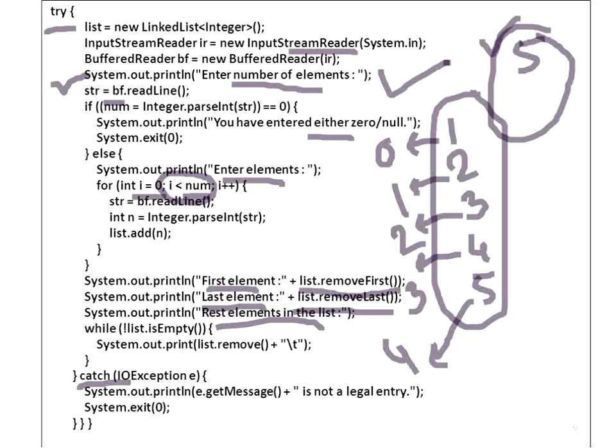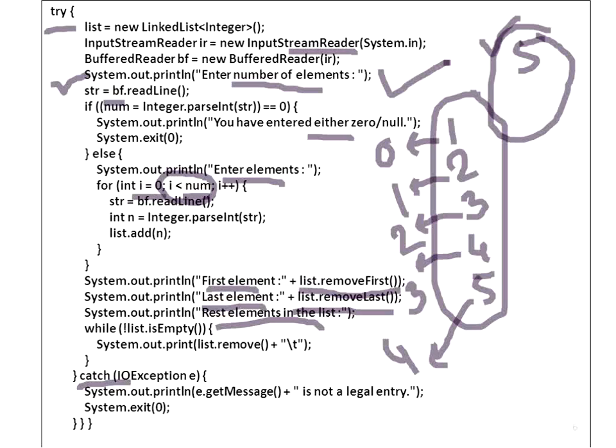Enter number of elements. Okay, good. Now, suppose user enters 4. And after that, what will be shown on your output screen? First num. Where is first num written? Yes, enter number of elements. Okay, this is printed first.